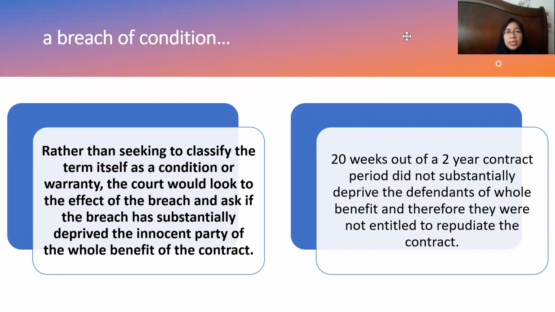Okay, we stop here. So we are done with the discussion on condition, warranty, and innominate term. We are going to continue later.